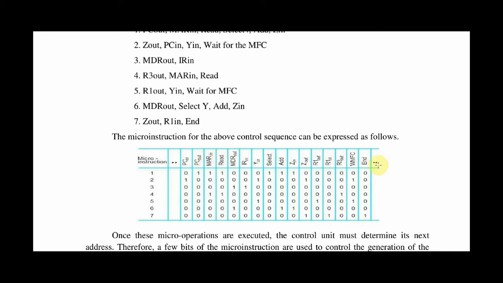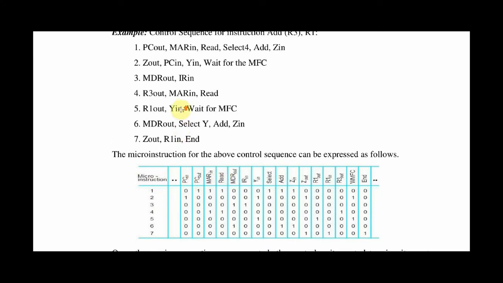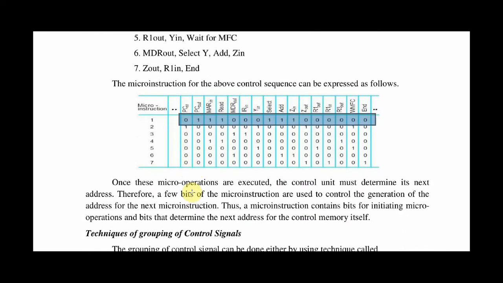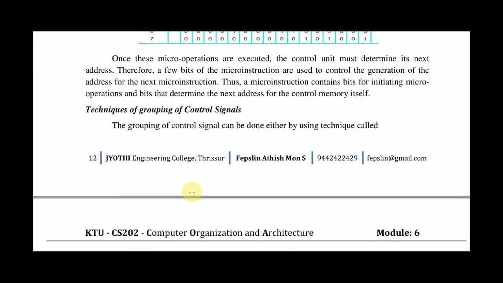These are the control lines, and in the first clock cycle we switch on the corresponding lines based on our requirement. That is, in the first timing, PC out is set to 1, MAR in is set to 1, read is set to 1, select 4, add are all set to 1, and the remaining are set to 0. This sequence is generated as a control sequence and given to the various control lines. So this is about micro instructions.